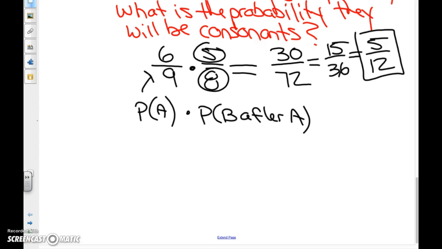Yes or no? Yeah. And this would be an example of dependent events. Yes or no? Okay. All right, let's go on to number, what are we on, you guys? 8.